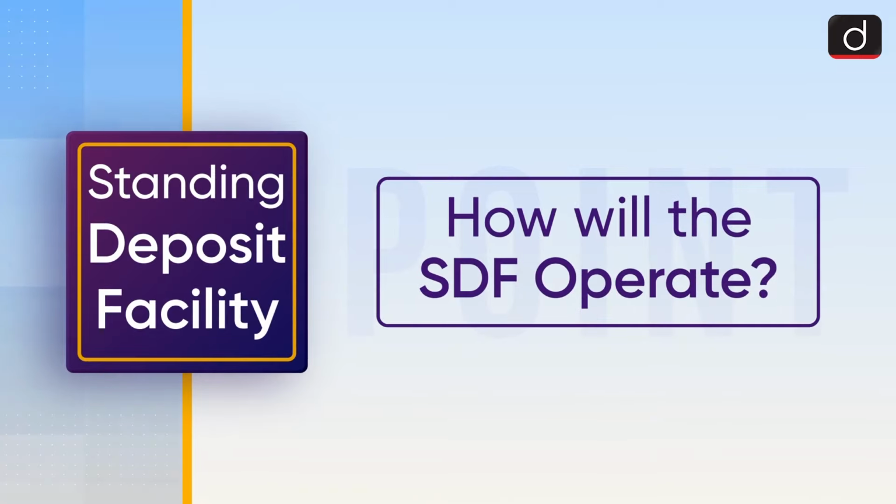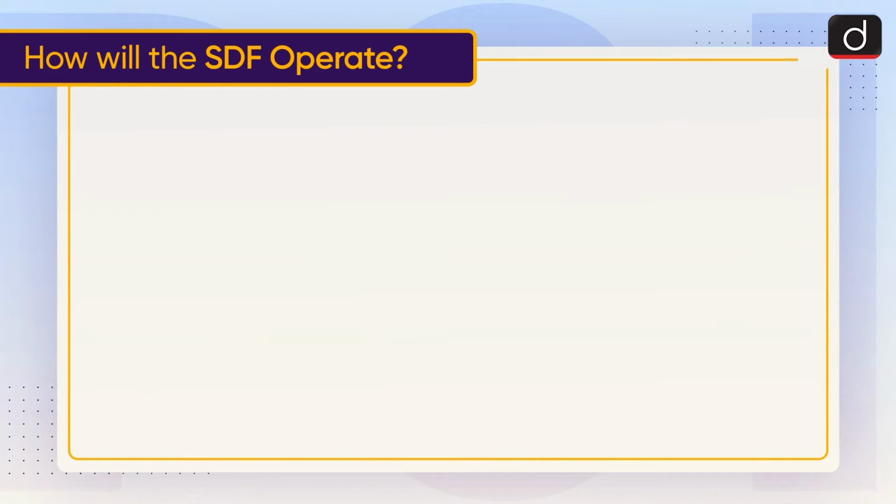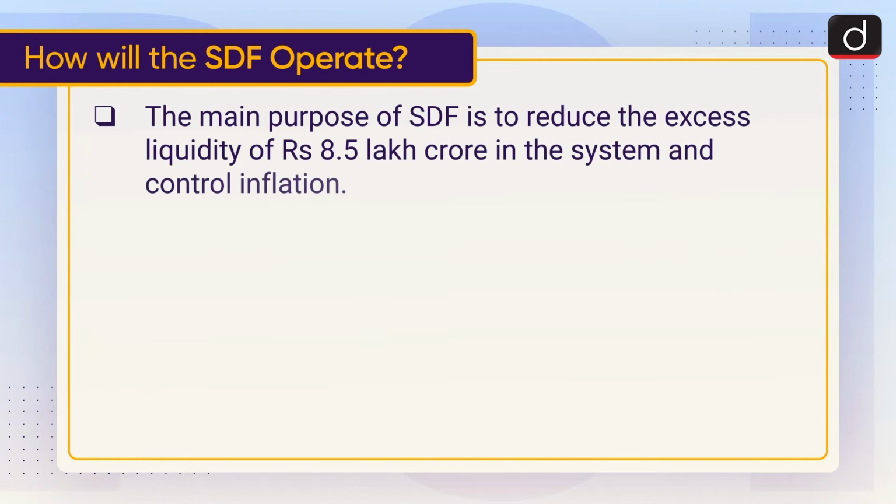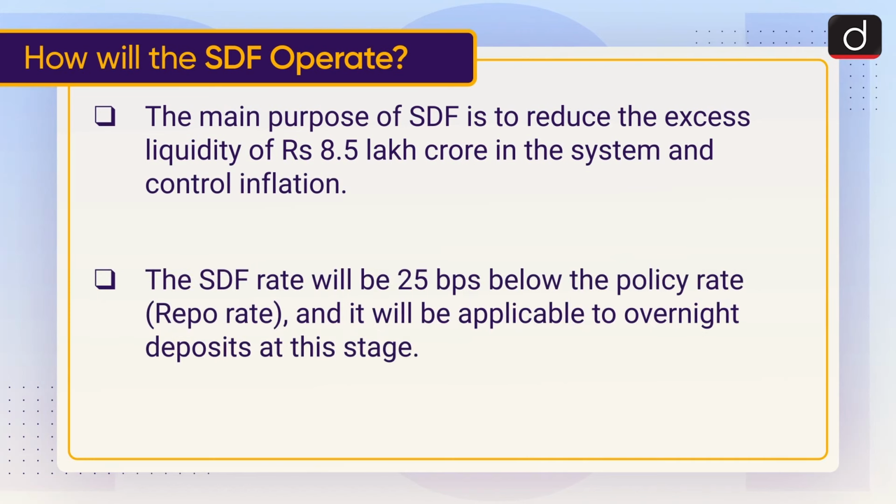Now let's understand how the SDF will operate. The main purpose of SDF is to reduce the excess liquidity of Rs 8.5 lakh crore in the system and control inflation. The SDF rate will be 25 BPS below the policy rate, that is repo rate, and it will be applicable to overnight deposits at this stage.